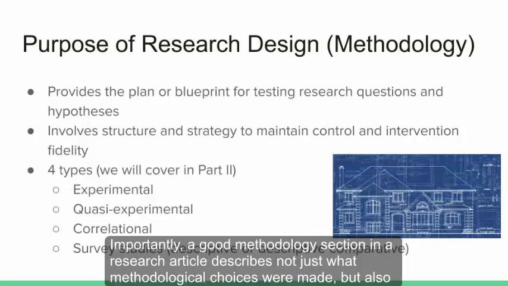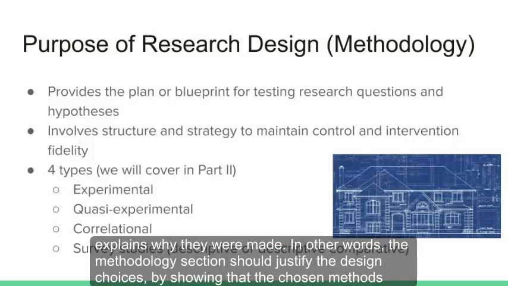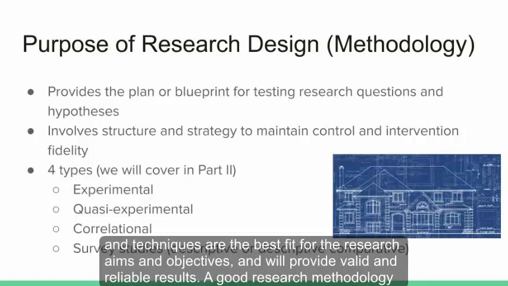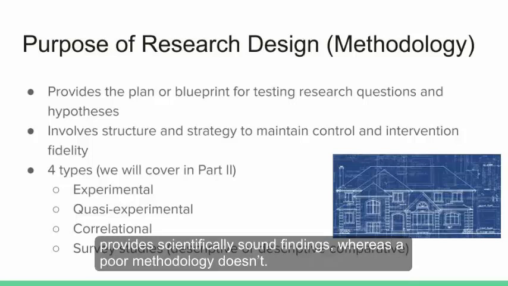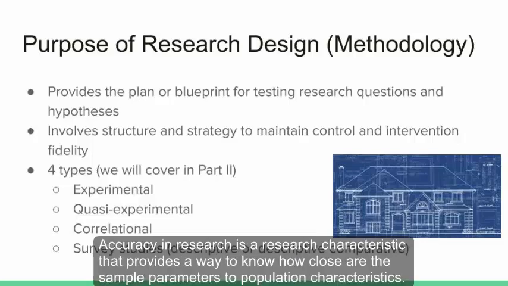Importantly, a good methodology section in a research article describes not just what methodological choices were made, but also explains why they were made. In other words, the methodology section should justify the design choices by showing that the chosen methods and techniques are the best fit for the research aims and objectives and will provide valid and reliable results. A good research methodology provides scientifically sound findings, whereas a poor methodology doesn't.